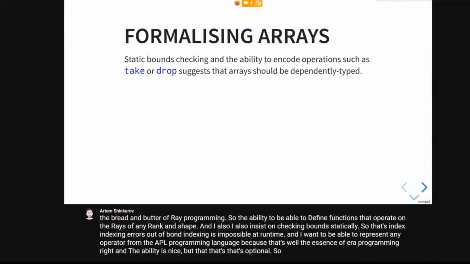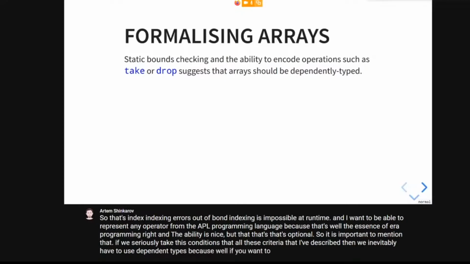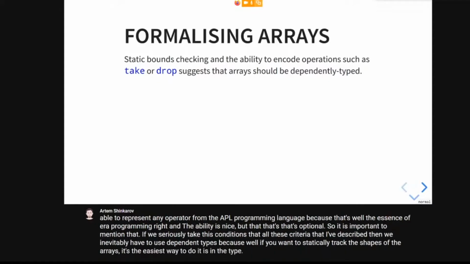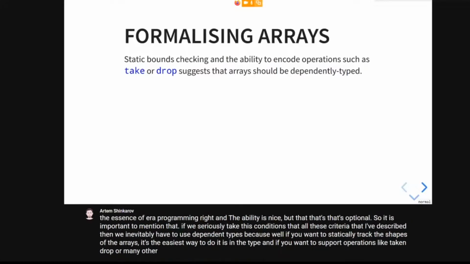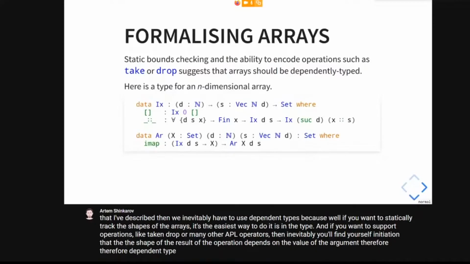It is important to mention that if we seriously take these criteria that I've described, then we inevitably have to use dependent types, because if you want to statically track the shapes of the arrays, the easiest way to do it is in the type. And if you want to support operations like take and drop or many other APL operators, then inevitably you'll find yourself in a situation where the shape of the result of the operation depends on the value of the argument. Therefore, dependent types are essential here.